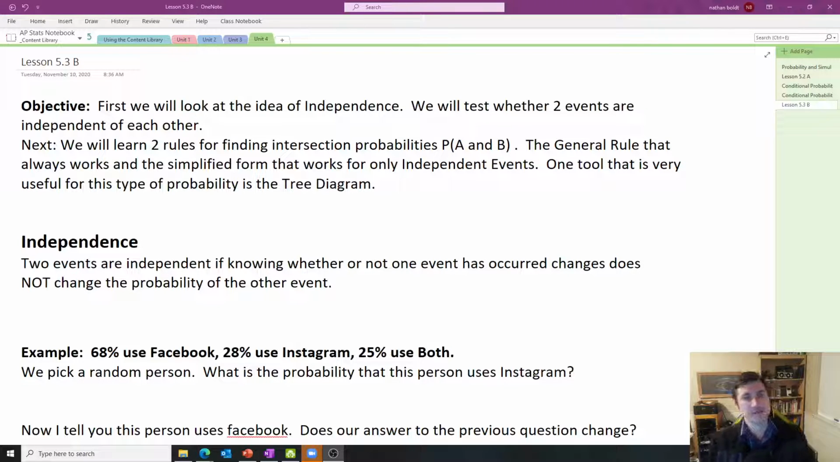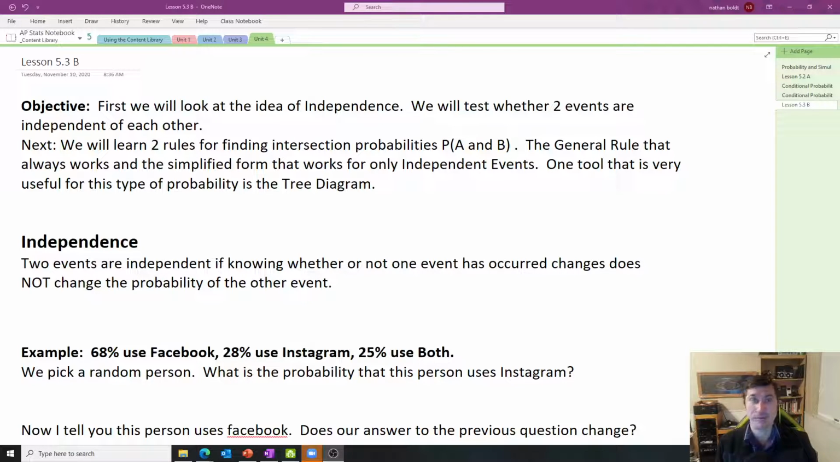Hello AP Statistics students. In this video, we're going to first take a look at the idea of independence between two events. So we're going to test whether two events are independent of each other. We started that a little bit in class, I think, but didn't get a chance to finish it. Next, we're going to take a look at two rules for finding the intersection probabilities.